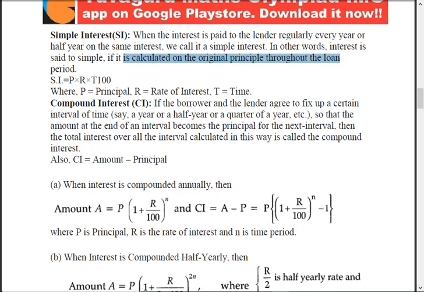That's how banks work. So compound interest: if a borrower and a lender agree to fix a certain interval of time, say a year or half year or quarter of a year, so that the amount at the end of the interval becomes the principal for the next interval, then the total interest calculated in this way is called compound interest. Means interest on interest. So CI equals amount minus principal. Always remember this basic formula.